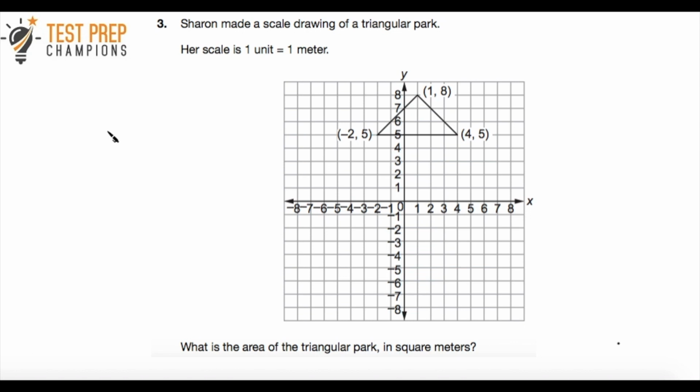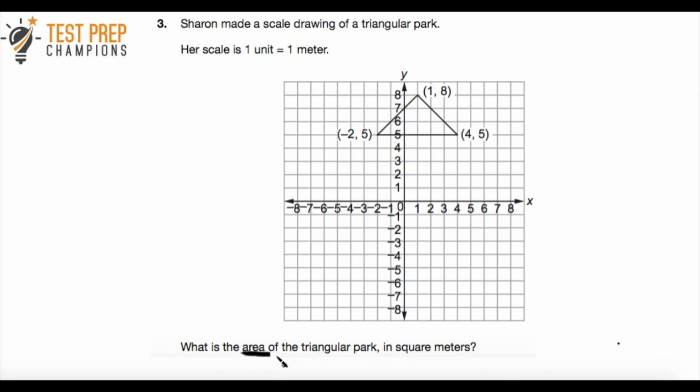Question 3. Sharon made a scale drawing of a triangular park. Her scale is 1 unit equals 1 meter. And the question says, what is the area of the triangular park in square meters. So go ahead, try this one out, and if you can't get it, don't worry, we'll go over it. So pause the video now. Okay, so hopefully you had a chance to try this question out, and let's go over it.